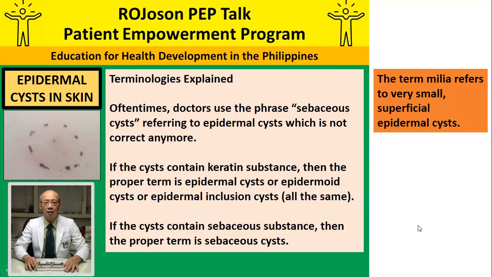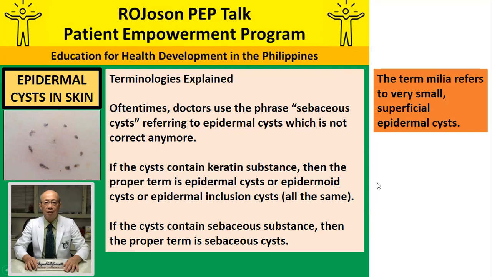Some terminologies have to be explained. Oftentimes, doctors use the phrase sebaceous cyst, referring to epidermal cyst, which is strictly speaking not correct anymore. If the cyst contains keratin substance, then the proper term is epidermal cyst or epidermoid cyst or epidermal inclusion cyst. These three terms are all the same. If the cyst contains sebaceous substance, then the proper term is sebaceous cyst.